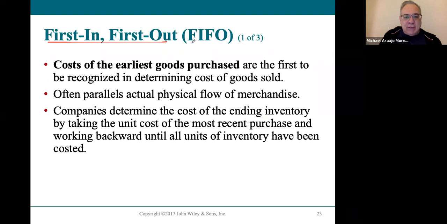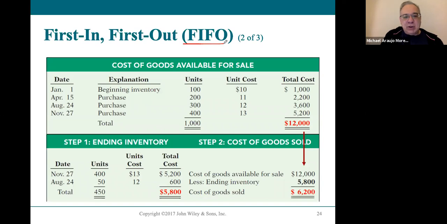FIFO, the FIFO method, means first in, first out. The first ones on the list are the first ones we sold. That's the out part. So if the company uses a FIFO method, those top ones are sold first, and that's how they determine their cost of goods sold. And of course, whatever is left in the store is their inventory. So let's see how it plays out if the company uses first in, first out.